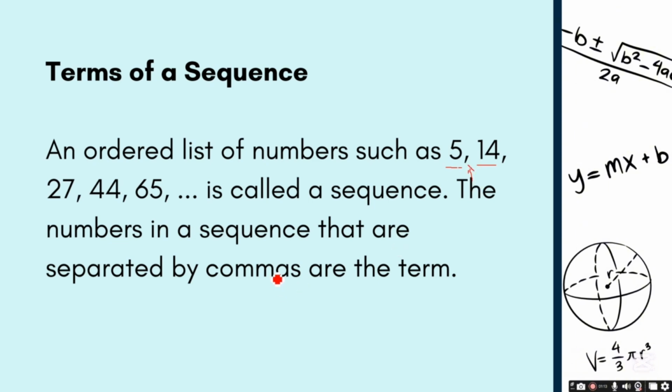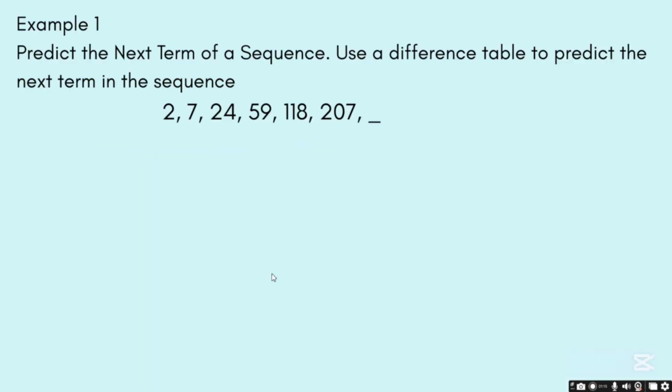So let's proceed to the example number 1. Predict the next term of a sequence. Use a difference table to predict the next term in the sequence. So in this, we need to find the first difference.